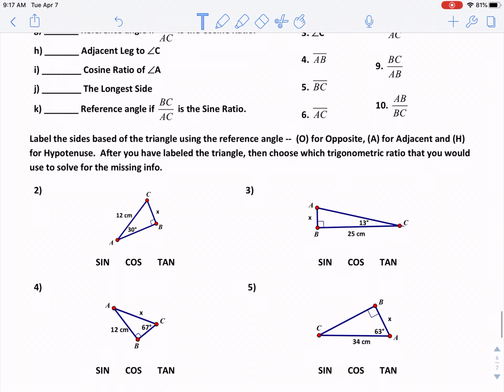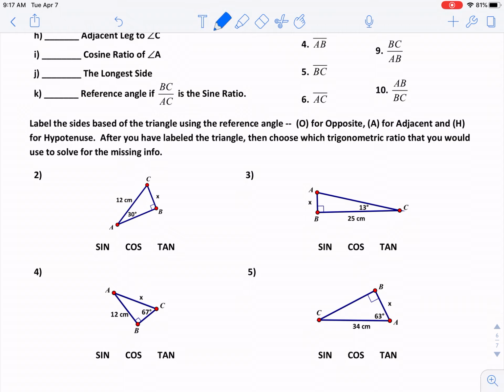So the next set, 2 through 5. Our reference angle for A is 30. So this is my reference angle. It wants me to label the opposite, adjacent, and hypotenuse sides. Well, hypotenuse is always across from 90. Opposite is opposite that angle. Adjacent is there with the angle. Now I just need to choose which trig ratio. Well, I have opposite and hypotenuse, and opposite over hypotenuse is sine. So those first problems on your homework, that's how you do them.